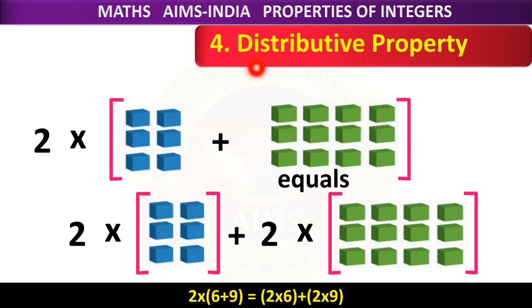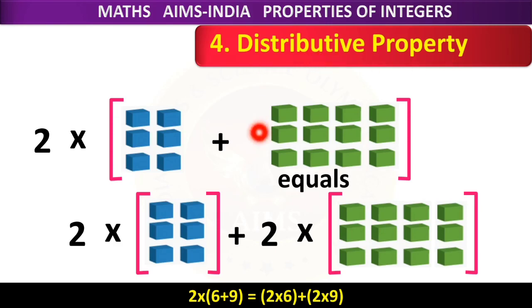First we learnt about closure property, where when we take two integers, the result of the mathematical operation on those integers should also be an integer. Then came commutative property, wherein we took two integers and even if we change the order of the integers, the result should be the same. The third one was associative property, where if we had three integers and even when we change the grouping of integers, the result should be the same. The fourth one is distributive property.